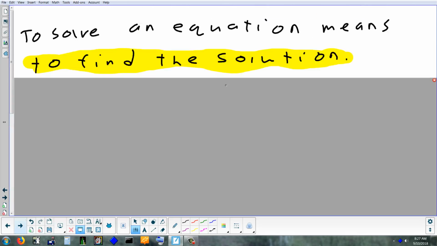So when we're solving an equation, right at the top of your guided notes, you're going to fill in what's highlighted in yellow: find the solution. You have to solve an equation means, so on the blank, just write to find the solution.